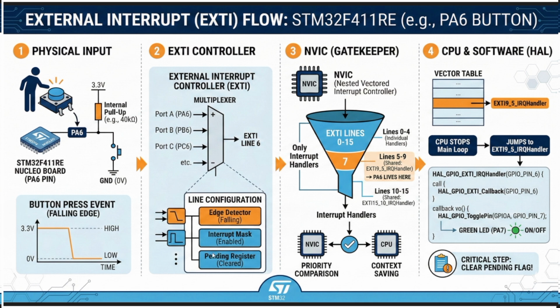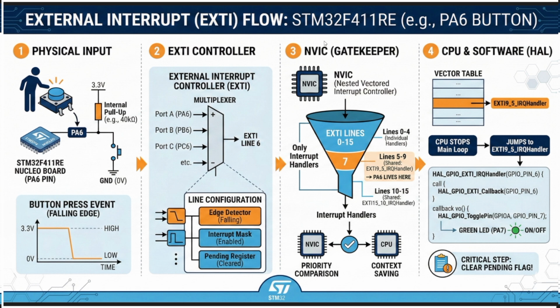We also have the pending register. This pending register gets set when the event occurs. The sequence that will take place here is: if a falling edge is detected, then the external interrupt line 6 pending bit will be set, and if it is not masked, the request will be sent to the NVIC. If you don't clear the pending bit, the interrupt will keep retriggering. This is why we clear the flag, and it's a very critical step.